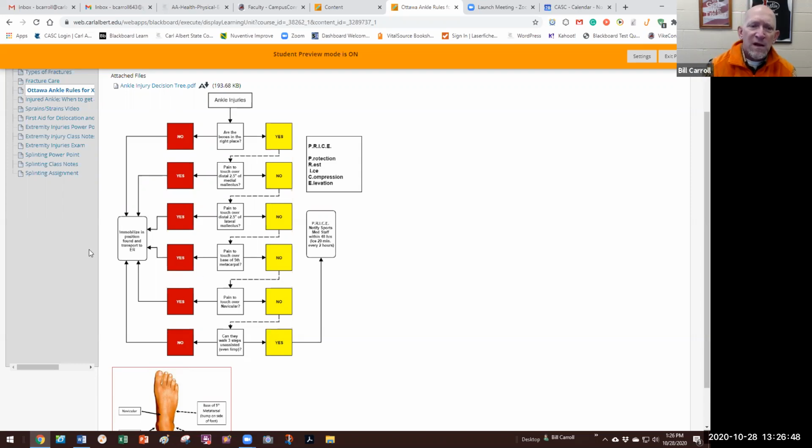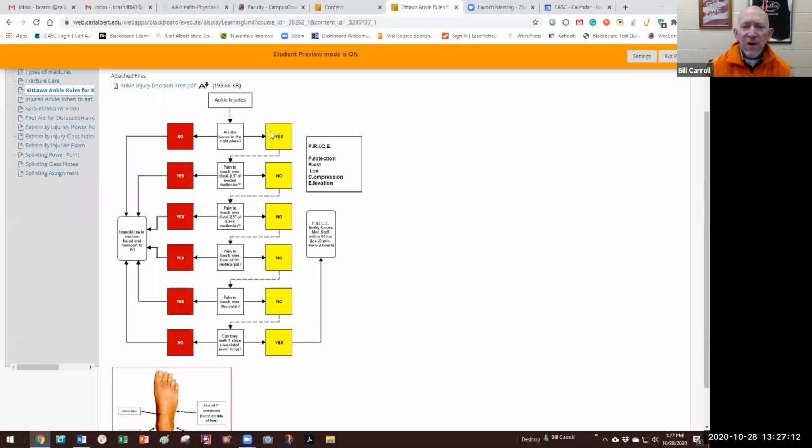But say somebody twisted their ankle and came down here. Are the bones in the right place? So you take a general look down at it and just see, does this ankle look like every other ankle I've seen except for probably some swelling? If that answer is no, they look out of place, it flows over here: immobilize in position found, and transport to the ER.